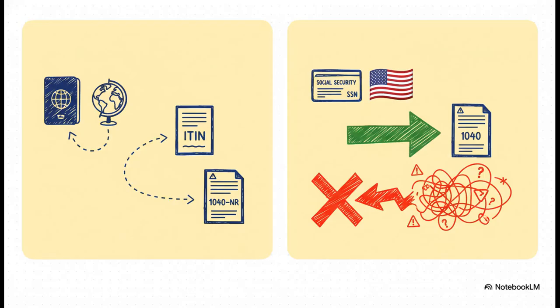But, and this is a really critical rule, if you are eligible for a Social Security number, you must use it. Don't go applying for an ITIN. Using the wrong number can cause major processing delays and a whole bunch of other headaches. Besides, if you have an SSN, you're almost certainly filing the standard Form 1040, not this 1040NR.